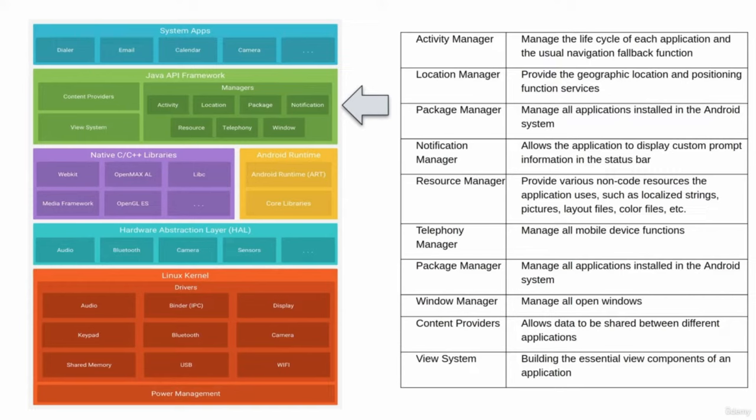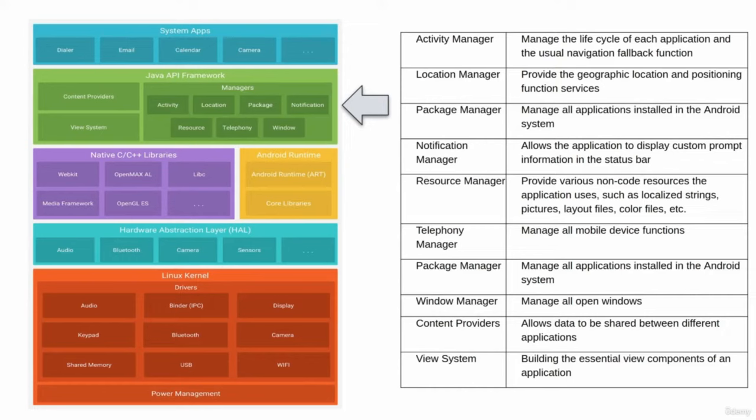Package manager. The package manager manages all applications installed in the Android system. It's basically responsible for installing, uninstalling, and giving permissions to the applications installed in the Android system. Notification manager. The notification manager allows the application to display custom prompt information in the status bar. For example, when you get an email in the Gmail app, you get a notification that you have an email. That is done through the notification manager.